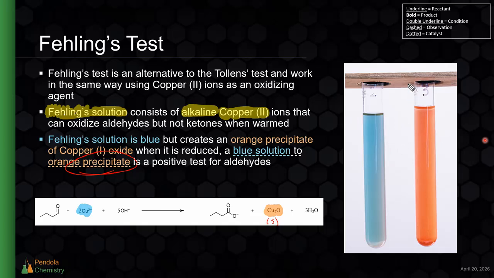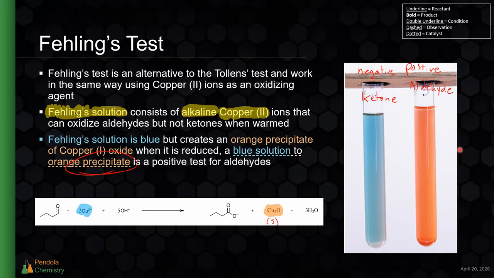If the Fehling's test is positive, meaning that we did have an aldehyde in our solution, it will turn into an orange precipitate. Whereas a ketone, or really any other organic compound, will give us a negative test, which is going to be a blue solution.